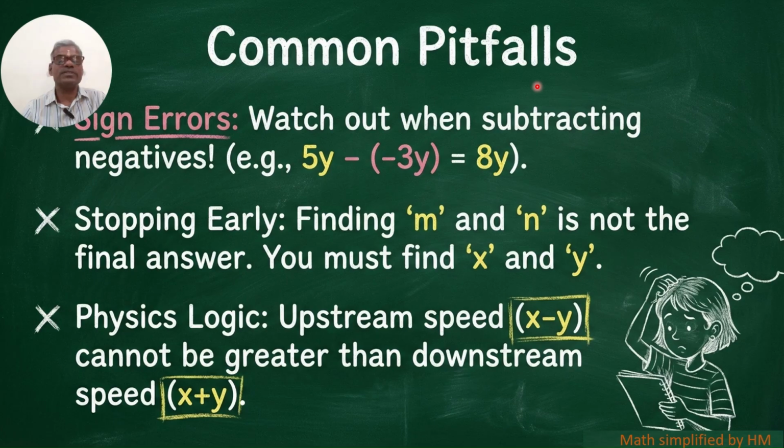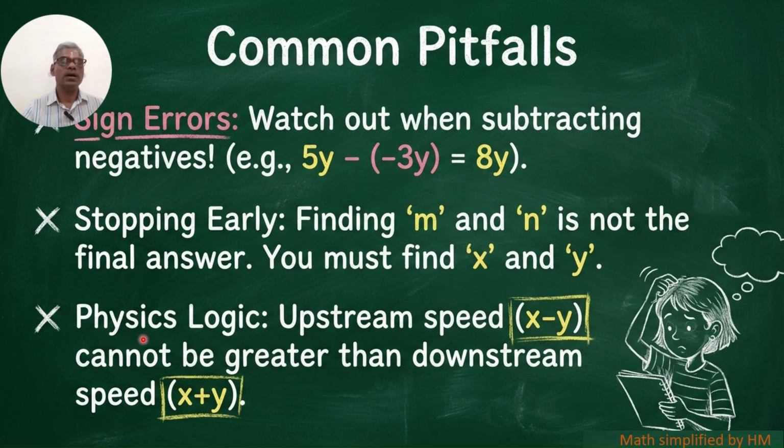Understand the common pitfalls. Sign errors: watch out when subtracting negatives. Example, 5 minus negative 3y gives 8y and not 2y. Stopping early: finding m and n is not the final answer. Whatever you have substituted, you should not stop there. You must find x and y.